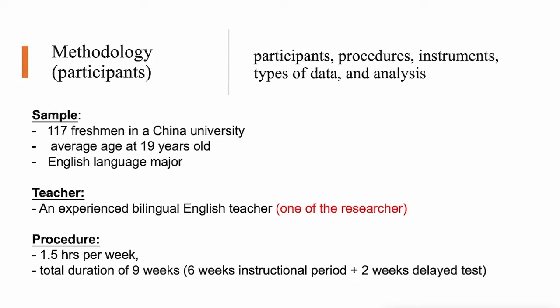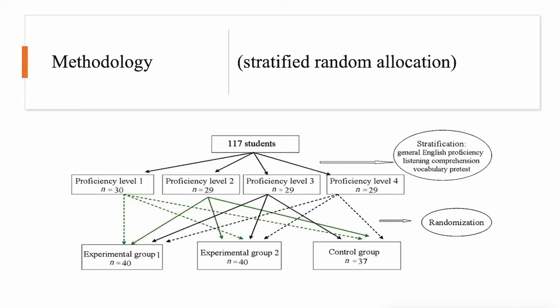What's more, there was 1.5 hours of teaching per week and a total of 9 weeks for research: 6 weeks for teaching intervention, 2 weeks for the delayed test. Okay, this is the flowchart of this experiment. The researchers divided these participants into 4 proficiency levels, and then they randomly assigned these students from the 4 levels to the 3 different teaching conditions.